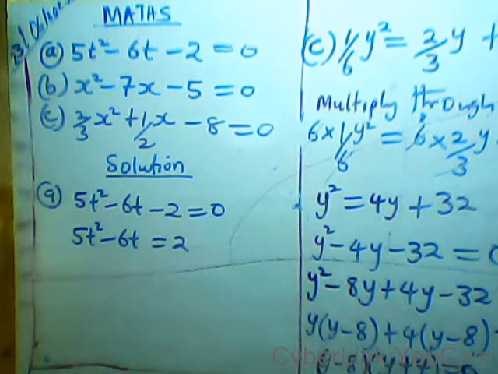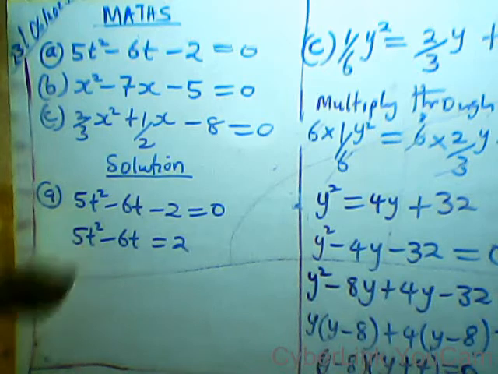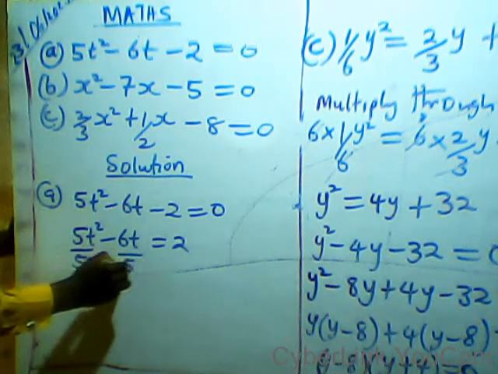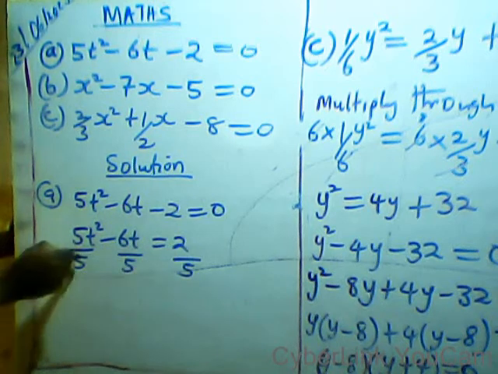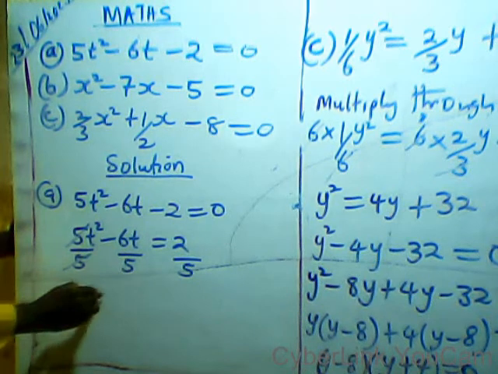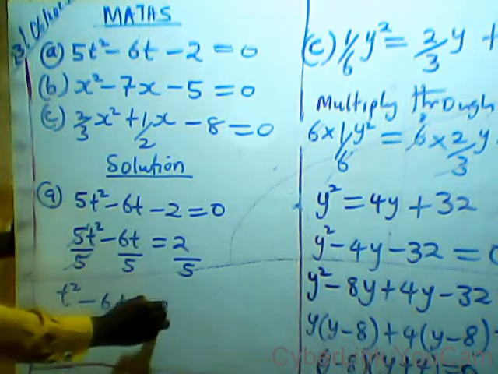After that, I can divide through by 5. Why am I dividing through by 5? It's because the coefficient of t squared here is 5. So if I divide through by 5, I have this over 5, this over 5, and this over 5. So this and this, of course, will go. I have t squared minus 6 all over 5t, then it's equal to what? 2 all over 5.